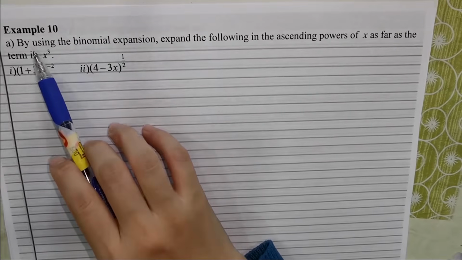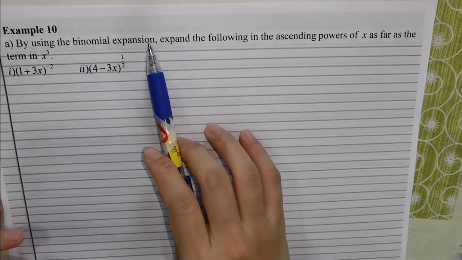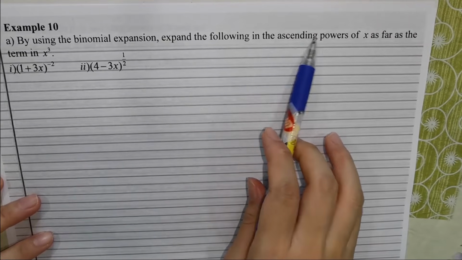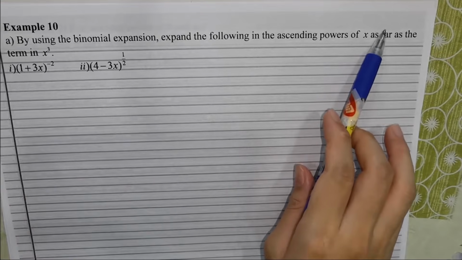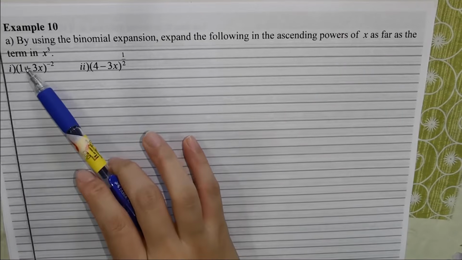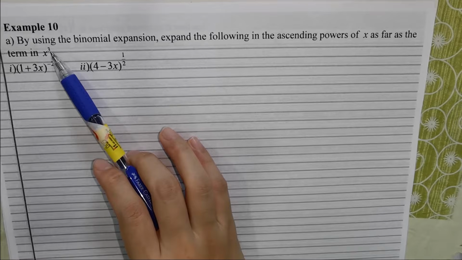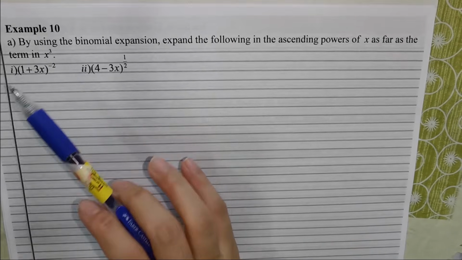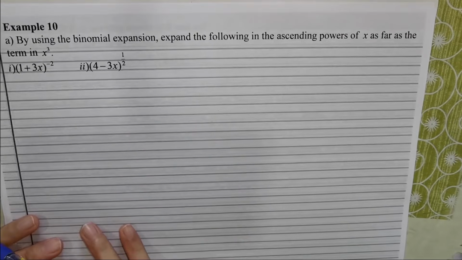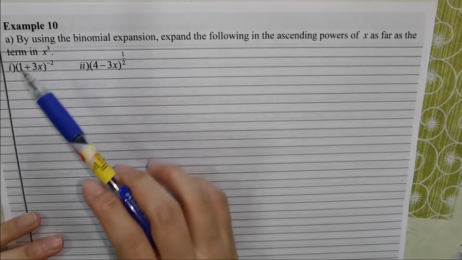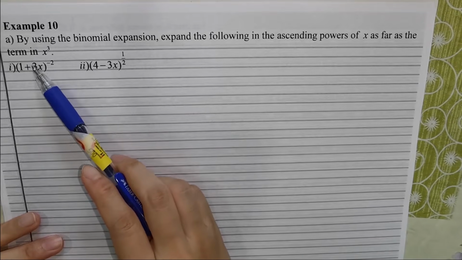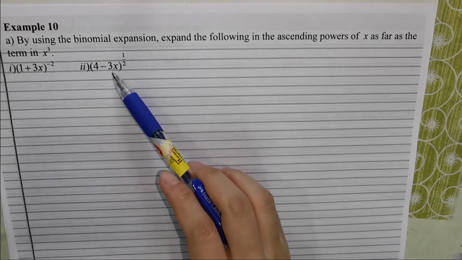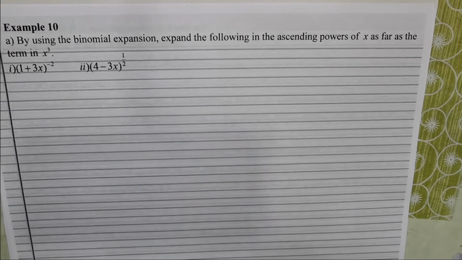Example 10. By using the binomial expansion, expand the following in ascending powers of x as far as the term in x cubed. Since you have to get up to x cubed, just bear in mind we will expand up to the fourth term. The first one, (1 + 3x)^(-2). The second one, (4 - 3x)^(1/2).